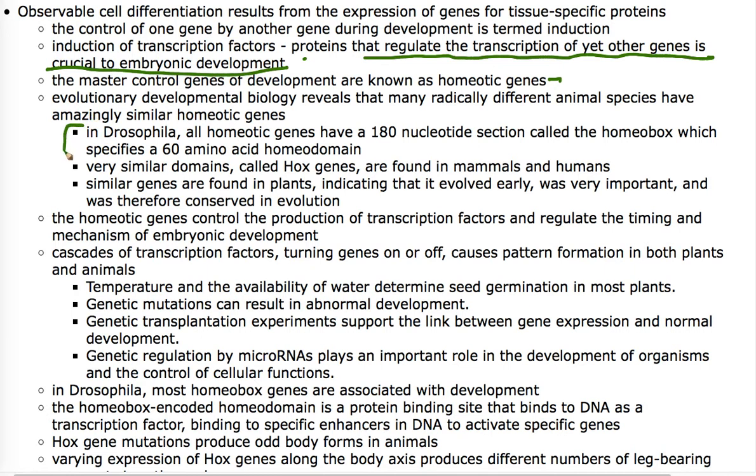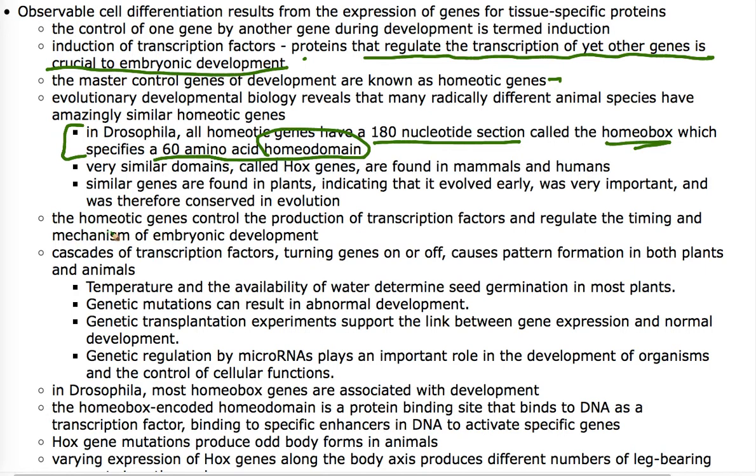In Drosophila, which is the genus of the fruit fly, the homeotic genes have a 180 nucleotide section called the homeobox. The homeobox specifies a 60 amino acid region called the homeodomain. Very similar domains called Hox genes are found in mammals and humans. Similar genes are found in plants, indicating that this embryonic control system evolved very early and was very important, and that's why it was conserved in evolution.